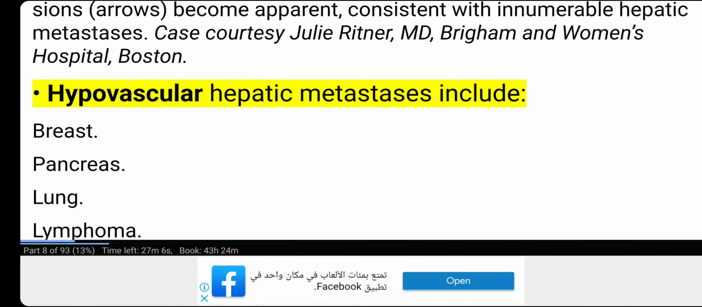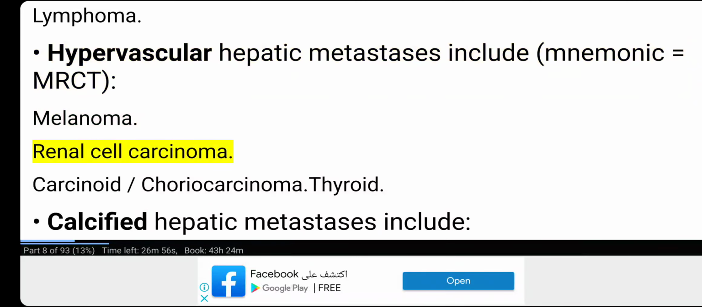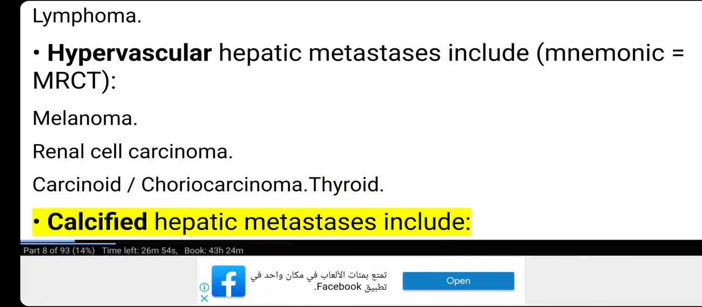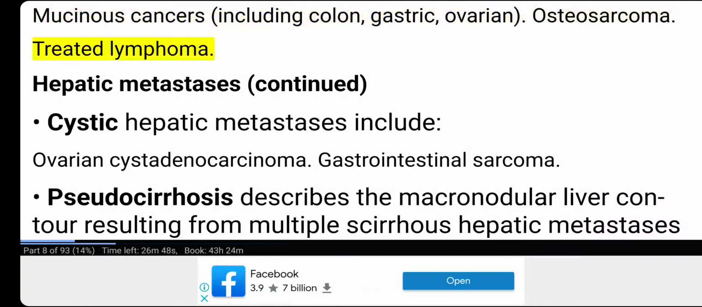Hypovascular hepatic metastasis include breast, pancreas, lung, lymphoma. Hypervascular hepatic metastasis include, mnemonic equals MRCT: melanoma, renal cell carcinoma, carcinoid, choriocarcinoma, thyroid. Calcified hepatic metastasis include mucinous cancers including colon, gastric, ovarian, osteosarcoma, treated lymphoma. Hepatic metastasis continued. Cystic hepatic metastasis include ovarian cystadenocarcinoma, gastrointestinal sarcoma.